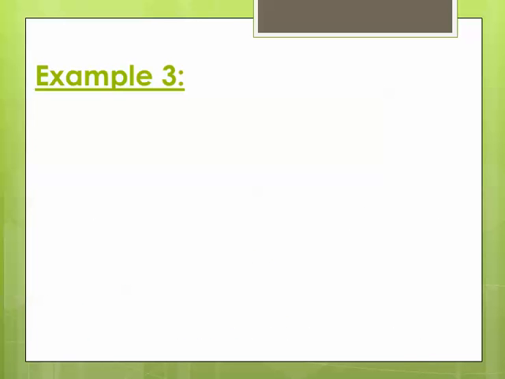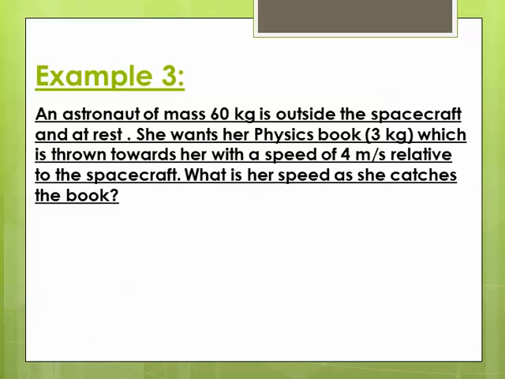Example 3. An astronaut of mass 60 kilograms is outside the spacecraft and at rest. She wants her physics book, which has a mass of 3 kilograms and which is thrown towards her with a speed of 4 meters per second relative to the spacecraft. What is her speed as she catches the book?